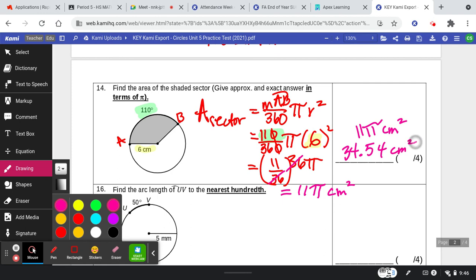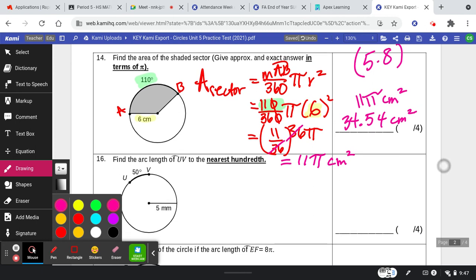And that's going to also be centimeters squared. You're going to give me both the approximate and the exact answers over on that line. That was called area of a sector. That was section 5.8. If you want to put a little note to yourself, 5.8, it means you could go back and look at your 5.8 notes if you're confused on something like that on the test.